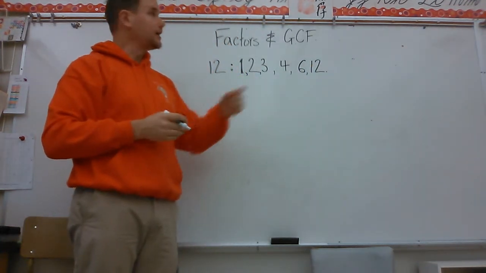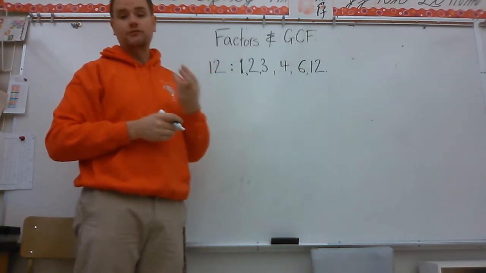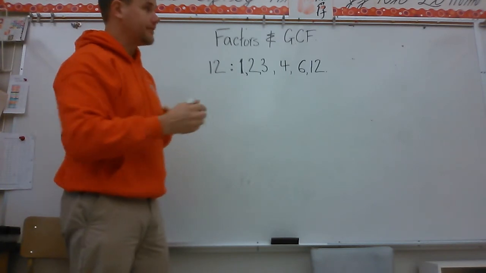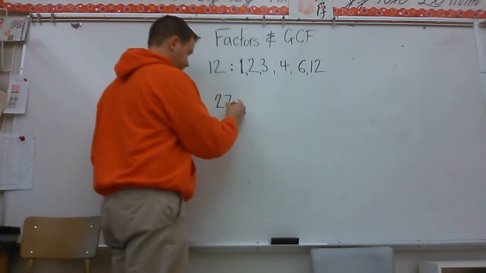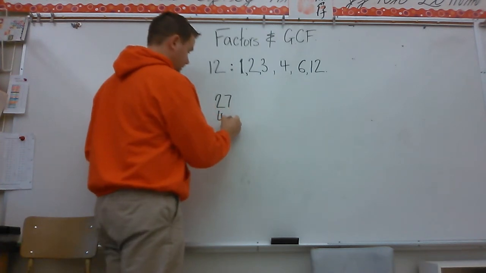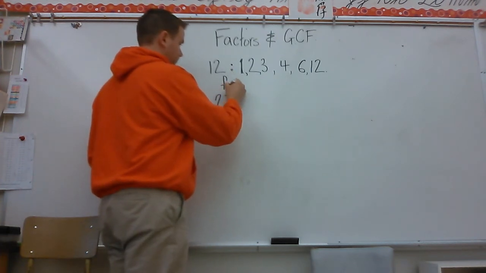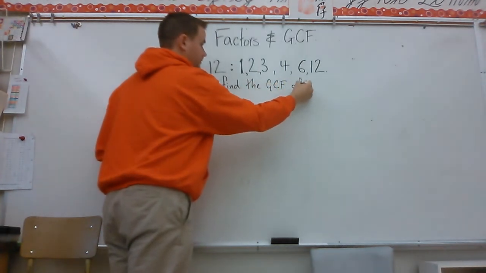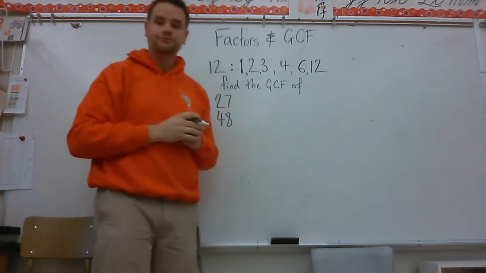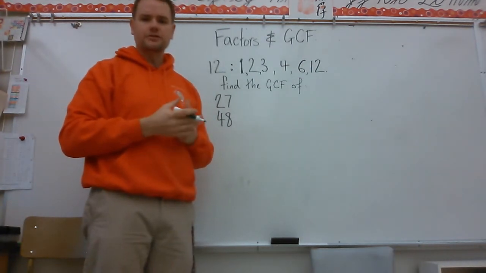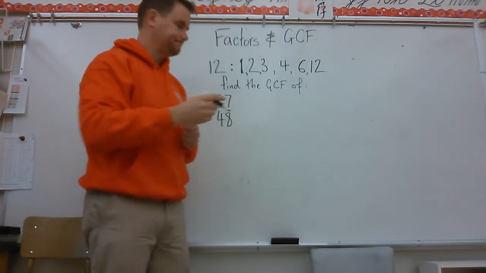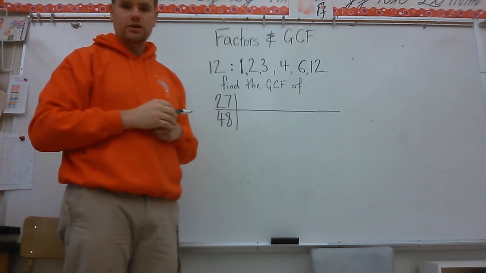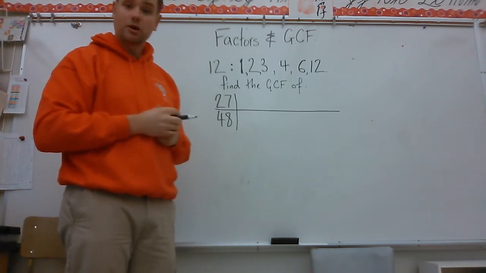Now often we'll be asked to find the greatest common factor of 2 numbers. So if we were asked to find the greatest common factor of 27 and 48, the first thing you need to do is find the factors of 27 and the factors of 48. So a sideways T-chart is the best way to go. And we'll do the same process we did with 12.